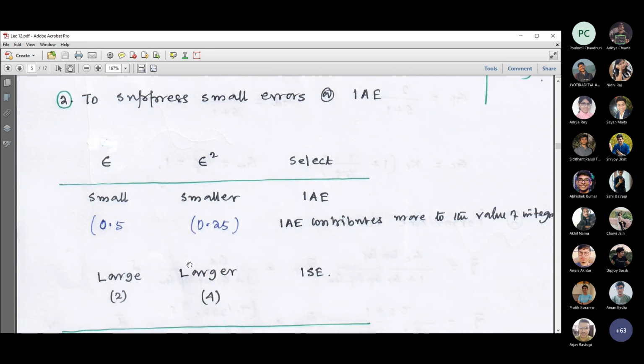Now consider another case. Suppose our error is 2. So naturally error square is 4. So 4 is greater than 2. That means we will consider the criteria which takes into account error square, and that is the ISE criteria. Here 4 is greater than 2. That's why we should consider the criteria which calculates tuning parameters based on error square in the objective function. That is the ISE criteria.